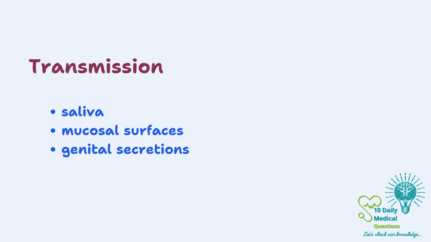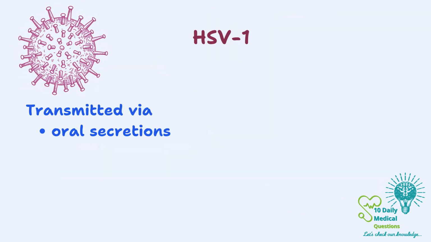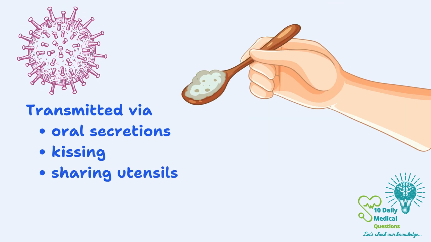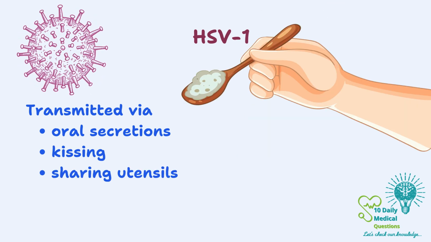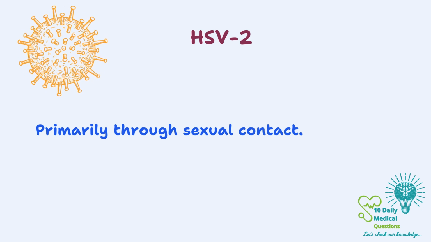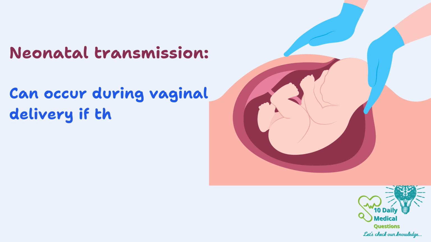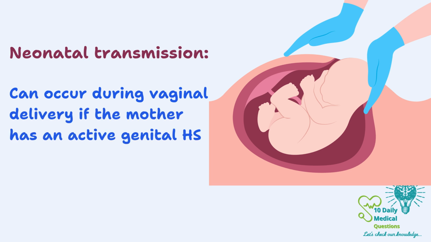Transmission. How is HSV transmitted? HSV is spread through direct contact with infected saliva, mucosal surfaces, genital secretions, or lesions. HSV-1 is transmitted via oral secretions, kissing, sharing utensils, or oral-genital contact. HSV-2 is transmitted primarily through sexual contact. Neonatal transmission can occur during vaginal delivery if the mother has an active genital HSV infection.